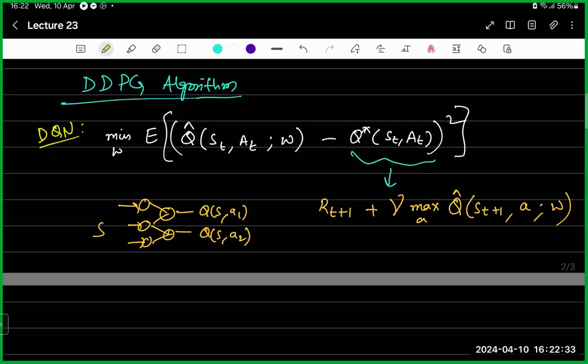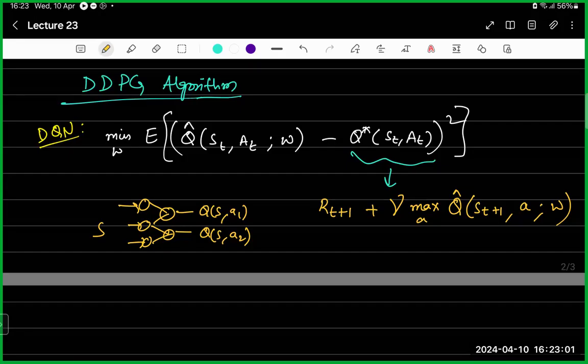This is one way. So assume now you have a continuous space of actions. Your actions are from a continuous set. Do you think you can do this? Here we had two actions, so we kept two outputs for the neural network, which correspond to the Q value of each action in that state. So let's say my action is a real number, right? Then will this architecture work?